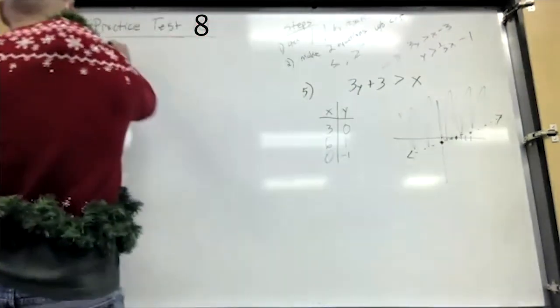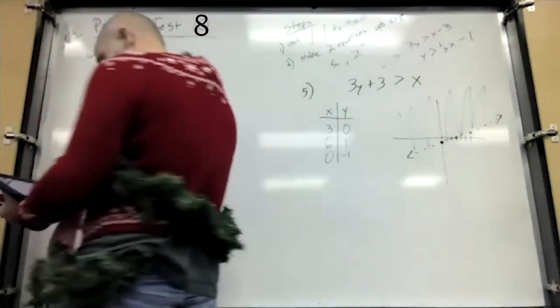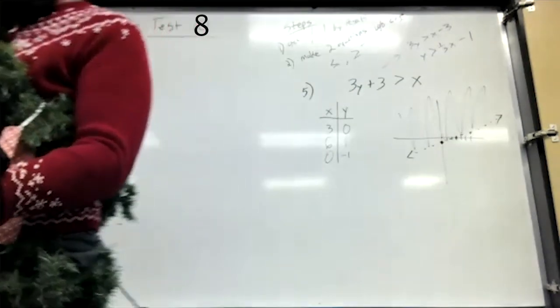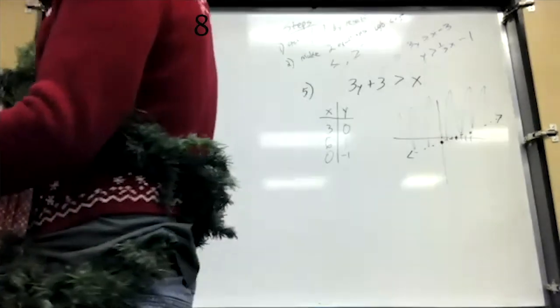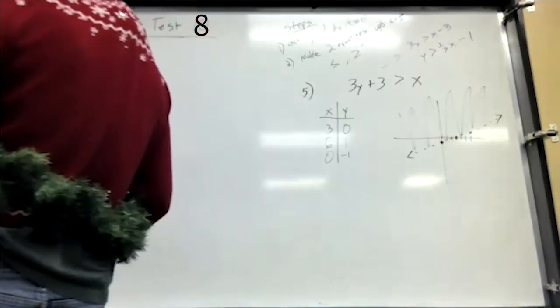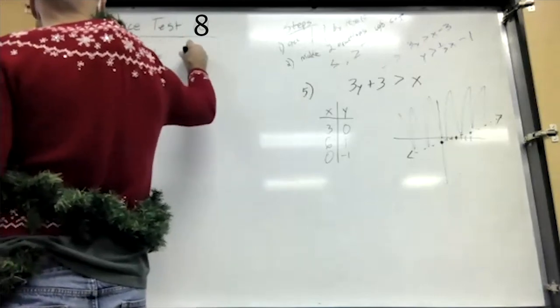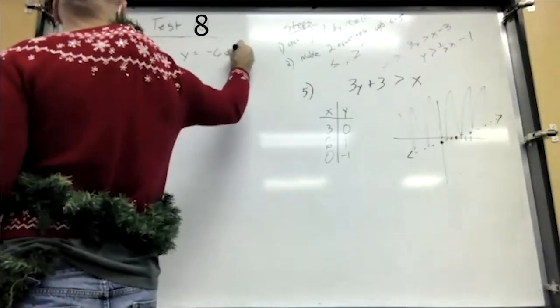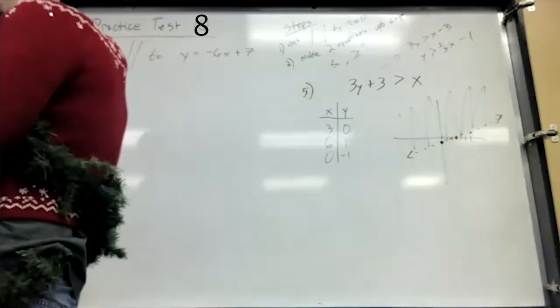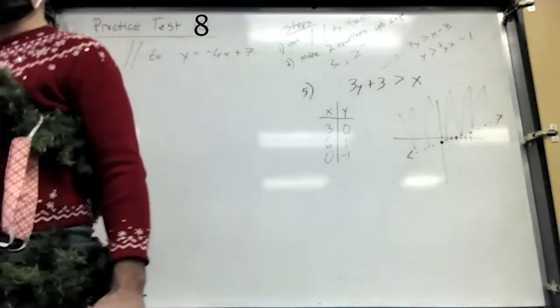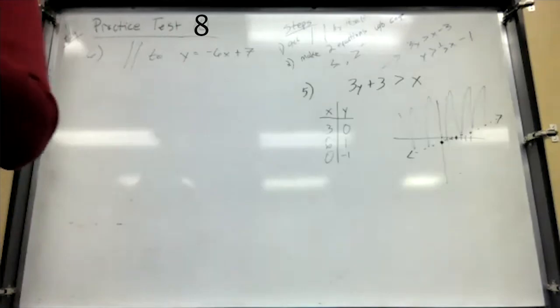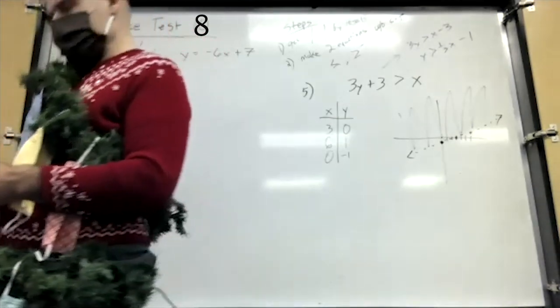Number 6. Write the equation of the line that is parallel to the graph of y equals negative 6x plus 7 and crosses the point 2, 5. There's several different ways you could do this.